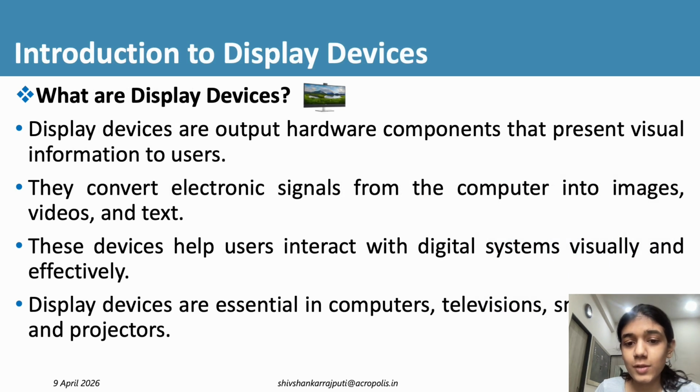Introduction to display devices. Now, why do we need display devices? Display devices act as an interface between the users and the animation of the graphics. Without display devices, we will not be able to see the graphics. Display devices are output hardware components that present visual information to users. They convert electronic signals from the computer into images, videos, and text. As I told, they help us interact with digital systems visually. They are essential in computers, televisions, laptops, projectors to see the display.